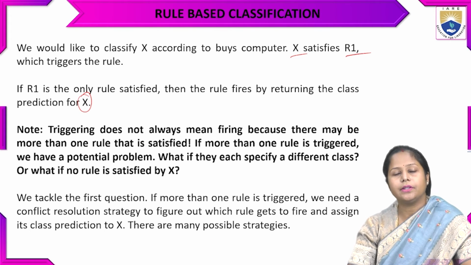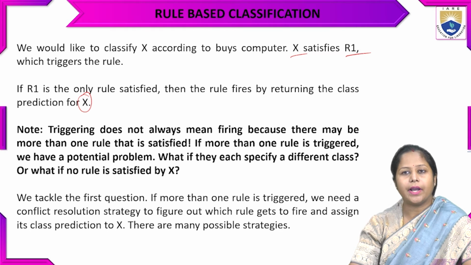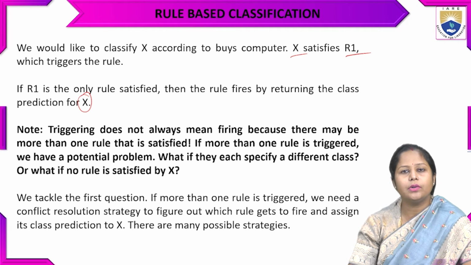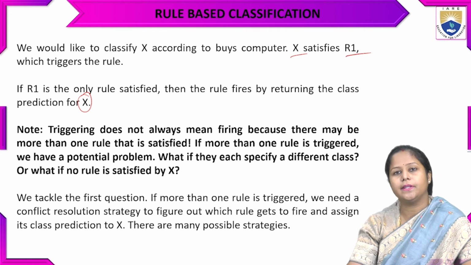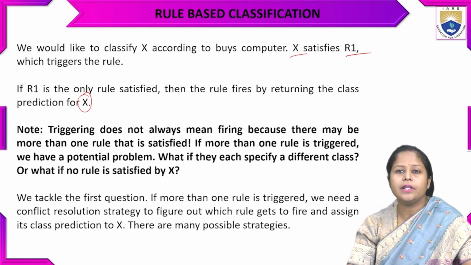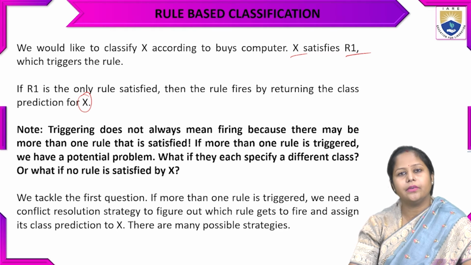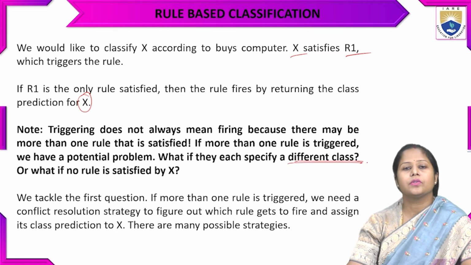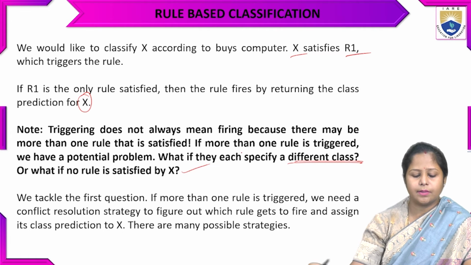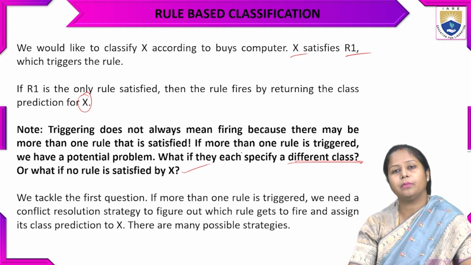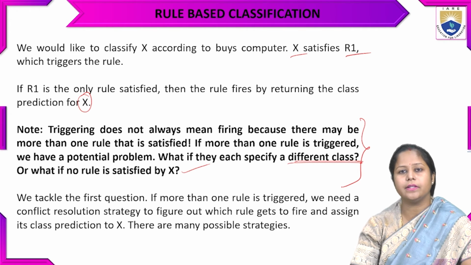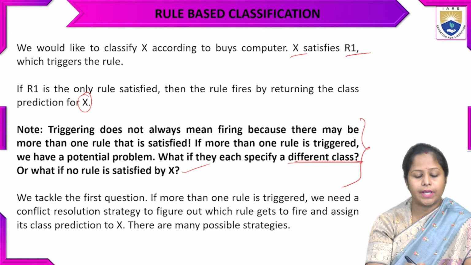Okay. So here triggering does not always mean firing, because there may be more than one rule that is satisfied, right? So if more than one rule is triggered, we sometimes have a potential problem. What if they each specify a different class? That can also occur. And in some other cases, what if no rule is satisfied by X? So what will we do in this type of condition? We'll tackle the first question.